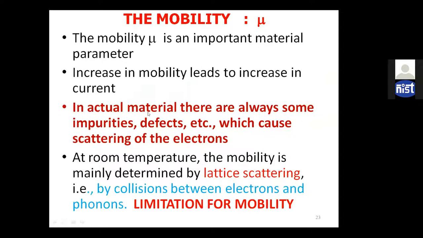In actual material, there are always some impurities, defects, etc., that can cause scattering of the electrons. Similarly, if you are operating the material at room temperature, then the lattice in the semiconductor will vibrate. That means there will be lattice scattering, that is, collisions between electrons and phonons. This phonon scattering will limit the mobility. Remember, the phonon scattering will be dominant at high temperature. But if you are operating the device at low temperature, then other mechanisms like ionized impurity, alloy disorder scattering, and interface roughness will decide the mobility.